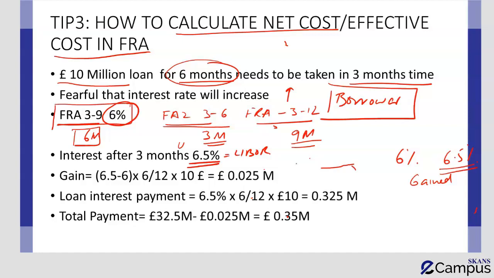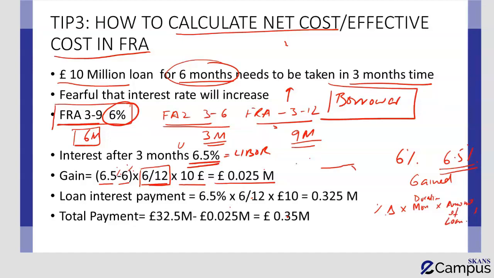To calculate the gain, you will write (6.5% minus 6%) multiplied by 6 over 12. Remember, these interest rates are given in annual terms, but our loan is just for 6 months, so the gain can only occur for 6 months. So I will write 6 by 12 and multiply by the loan amount to get the gain. The formula is the percentage change multiplied by the months, or the duration of the loan, multiplied by the amount of the loan.